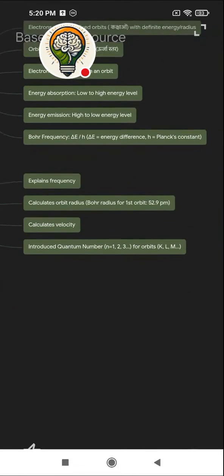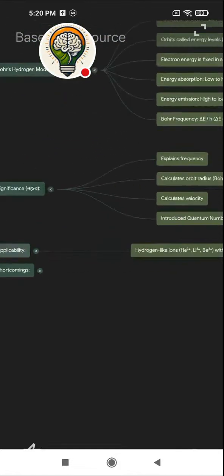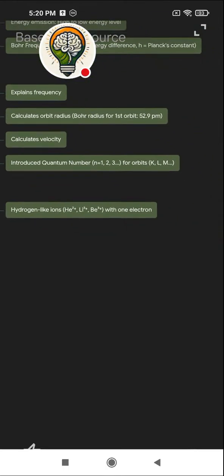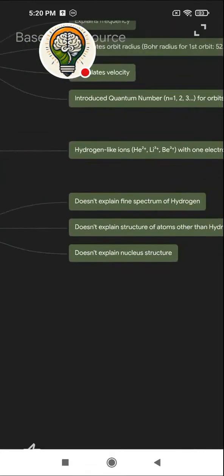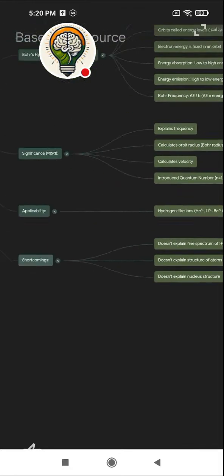Then the significance of the Bohr model: it explains frequency, calculates orbit radius. Bohr radius is the first orbit, and it calculates velocity. It introduced quantum numbers 1 to 3 and orbits K, L, M, N. Then applicability: hydrogen-like ions, He+, Li2+, Be3+, with one electron. Then the shortcoming of the Bohr model: it doesn't explain the fine spectrum of hydrogen, doesn't explain the structure of atoms other than hydrogen, doesn't explain nuclear structure.